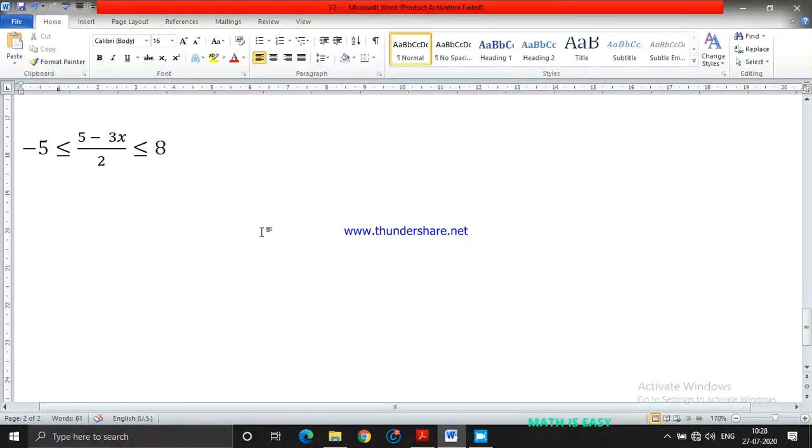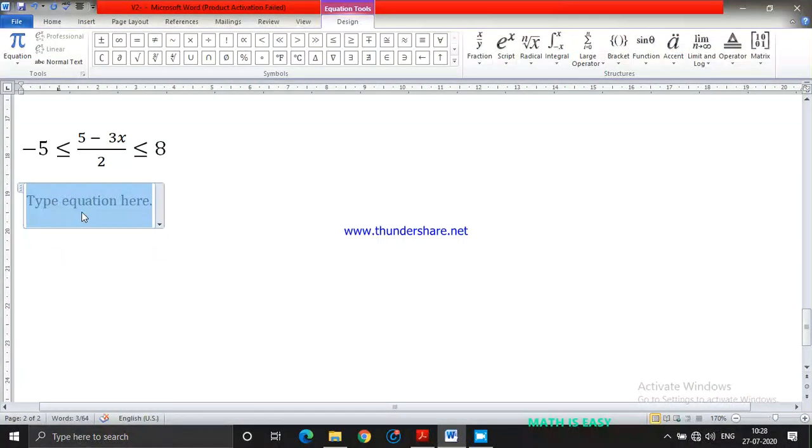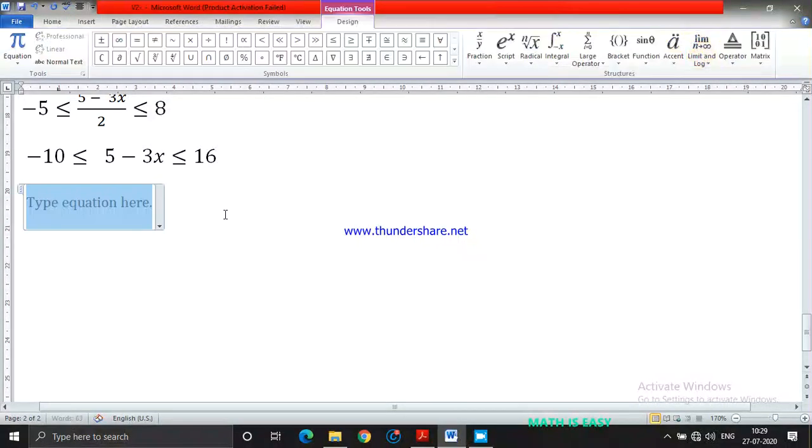They ask you to find x value. This is also very simple. First multiply with 2, then I'll get minus 10 is less than or equals to 5 minus 3x is less than or equals to 16. Okay, then add minus 5 for every term. If I add minus 5, minus 10 minus 5 is minus 15 is less than or equals to 5, and minus 5 will get cancelled.